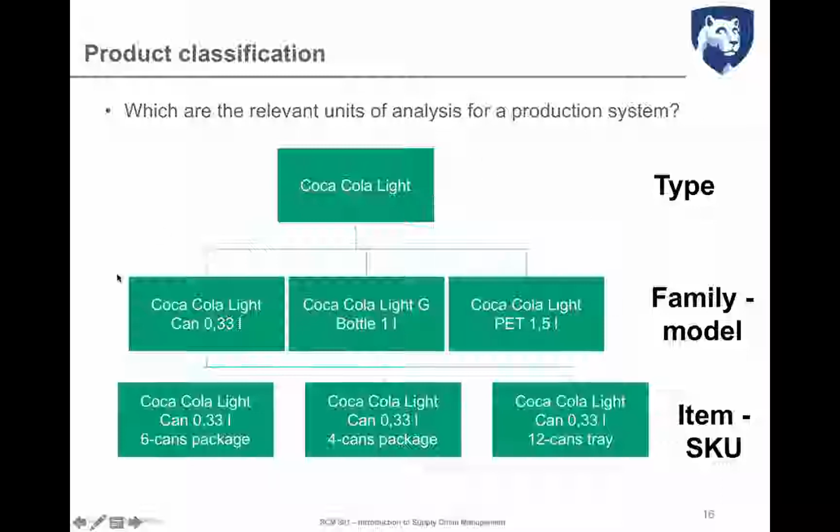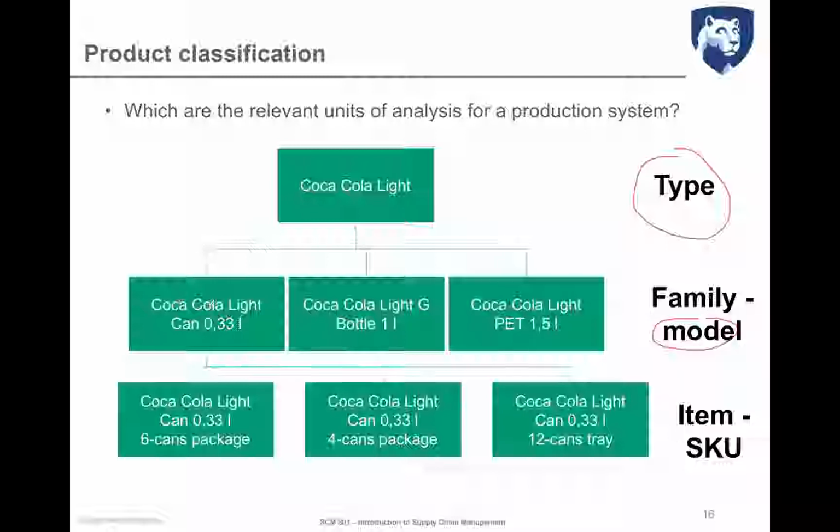We have what we call product type. So, like for example, Coca-Cola Light is a type of product that Coca-Cola realizes. So this is a product typology. Among the different classes of product that Coca-Cola realizes, there is Coca-Cola Light. Then, within Coca-Cola Light, Coca-Cola has different families of Coca-Cola Light or different models of Coca-Cola Light.